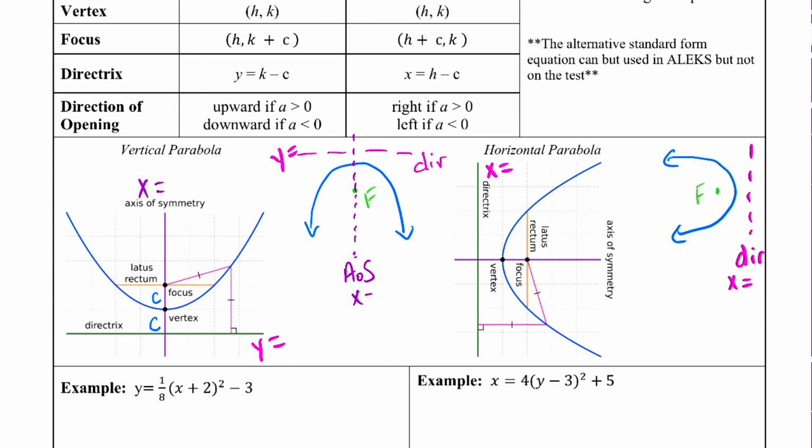So again, if it's a vertical line, we describe it as x equals. And then if it becomes a horizontal line, like it would for the horizontal parabolas, then we would switch this into a y equals equation. And it's still going to go through the focus point and the vertex. And then this would also be y equals.